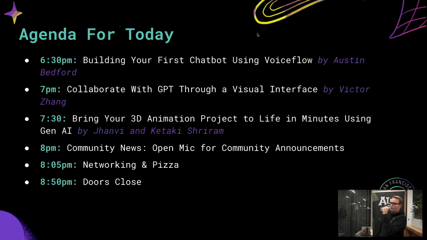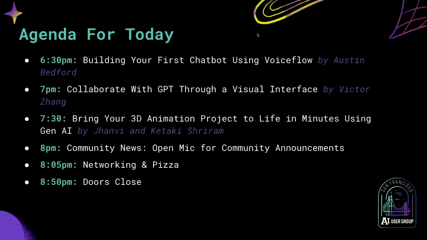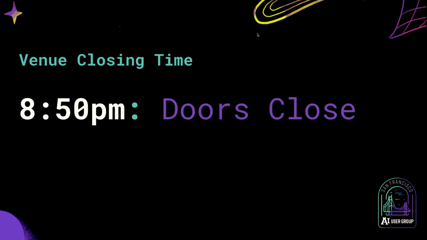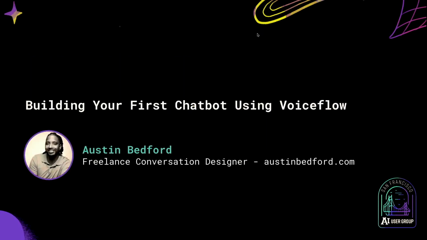Agenda for today, first we'll hear from Austin, then we'll hear from Victor, then we'll hear from Jhanvi and Ketaki. Then we'll do community news open mic at 8 o'clock. This is by request. We'll have you guys queue up here, no particular order. Come up here if you want to make an announcement here. We also have the LinkedIn live audience. Thanks very much, LinkedIn, for being here, by the way. Make an announcement. And then we'll do pizza at 8:05 and some networking, get to know each other, and build community. Doors close at 8:50. Spaces stays late to make this happen for us, so let's keep that in mind and be respectful of the closing time.